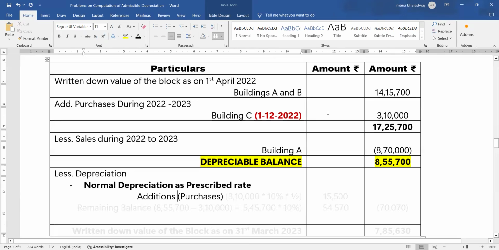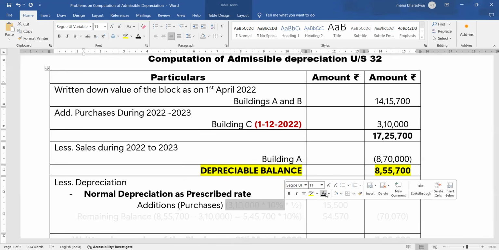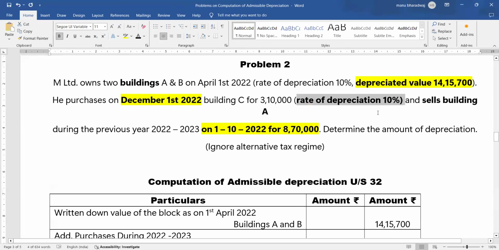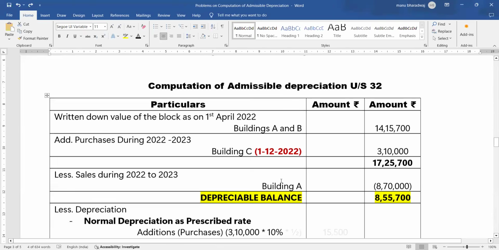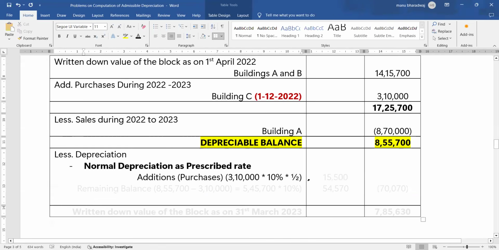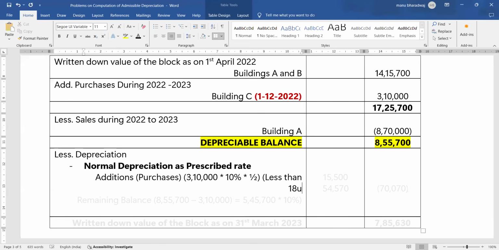So what is the value of purchases? It is 3,10,000. 3,10,000 into what is the rate of depreciation? The rate of depreciation is 10%. So 3,10,000 into 10% into half, because the asset is used for less than 180 days.